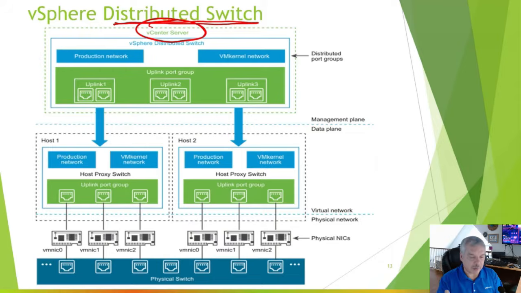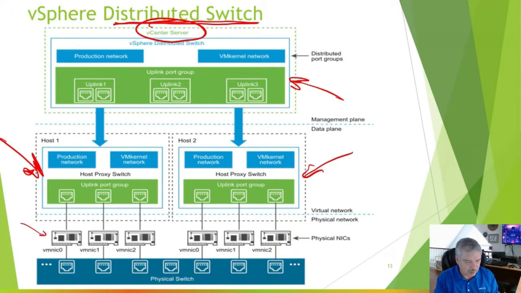I'm pretty sure it's Enterprise Plus. Now, a distributed switch is just like it says. It's one switch distributed across all the hosts. So when you look at these diagrams here, up here is my vCenter Server. Up the top here is my host. I've got host 2 and host 1 over here, and I've got physical cards. And then you see these uplink ports.